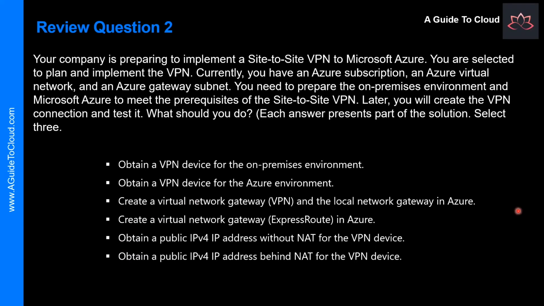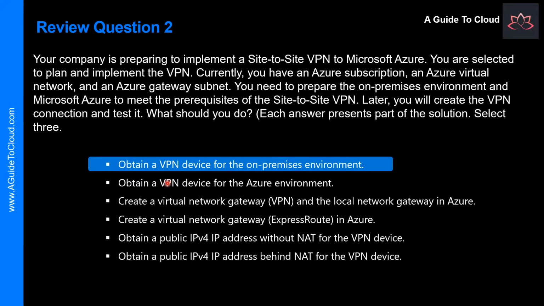Alright, so let's read out the options. What we are trying to achieve over here is to prepare the on-premises environment and Microsoft Azure to meet the prerequisites of site-to-site VPN. So keep that in your mind when you're reading these solutions. The first statement is obtain a VPN device for the on-premises environment. Absolutely, we need an on-premises device to set up the site-to-site VPN, correct? Obtain a VPN device for Azure environment, which is completely wrong. You don't need a device in Azure environment, you only need a gateway.